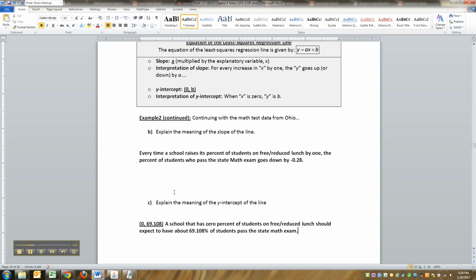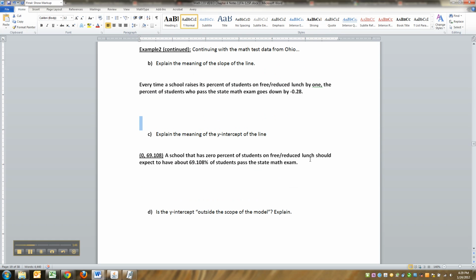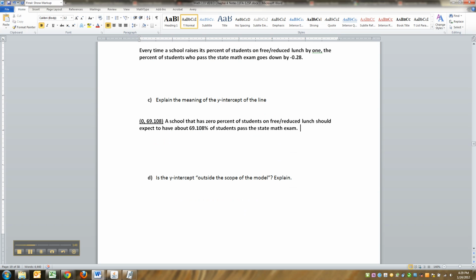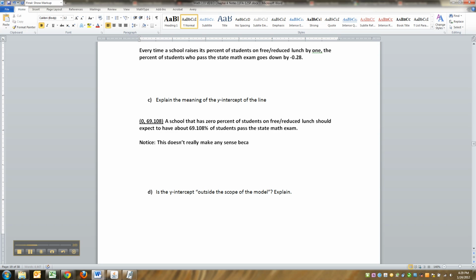I don't know why I capitalized that before. I guess I like math a lot. There we go. Notice, by the way, that this doesn't really make any sense. In some classes it's called model breakdown. Some books call it model breakdown.